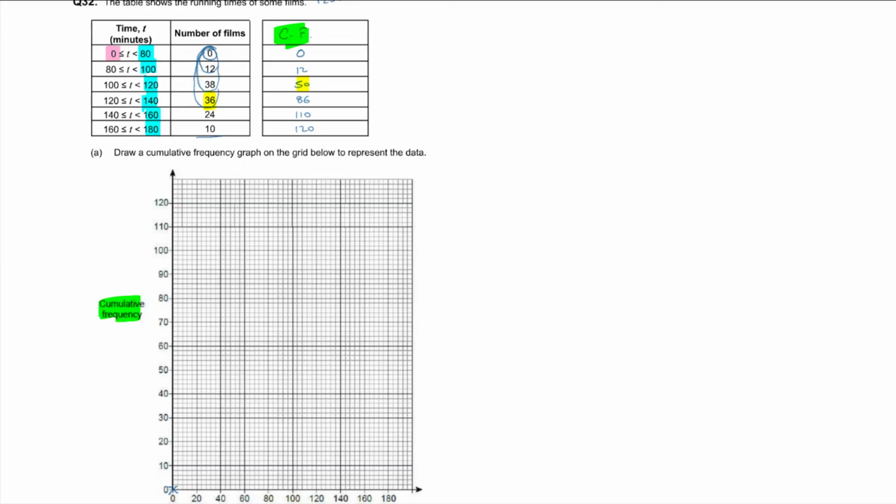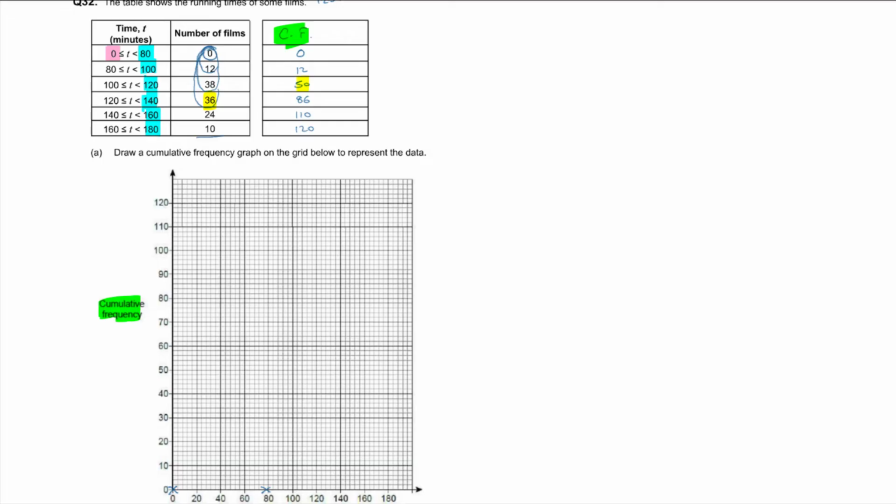Now the next point is going to be at 8. No, but then the next one is at 0 as well. So normally you would plot that one, but this one is 0 anyway. So my graph is actually starting there, isn't it? Okay, and then at 100, I'm going to be plotting 12.